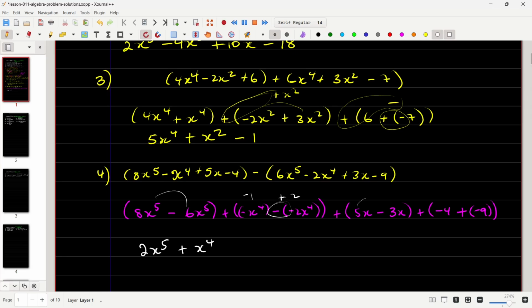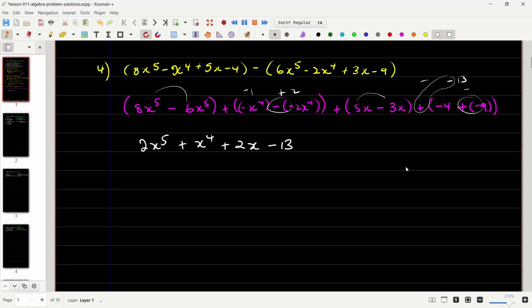Then this here, the 5 minus 3 will give me 2, so that is plus 5 minus 3, which is 2x. And then this sign here is negative, so minus 4 minus 9 is going to be minus 13. And then minus and a plus is going to give me a minus, so that's minus 13.